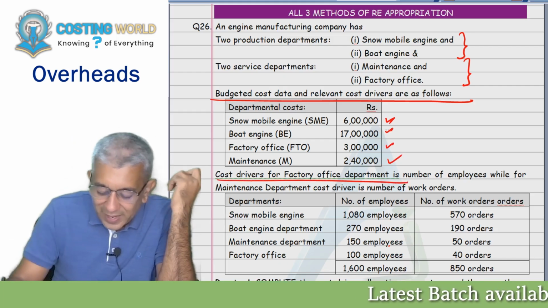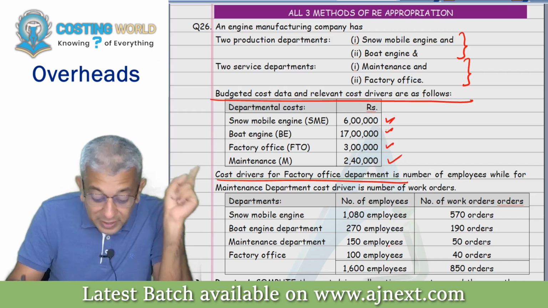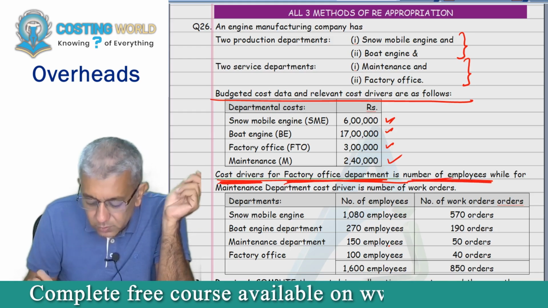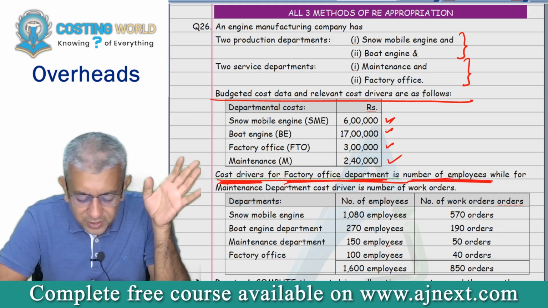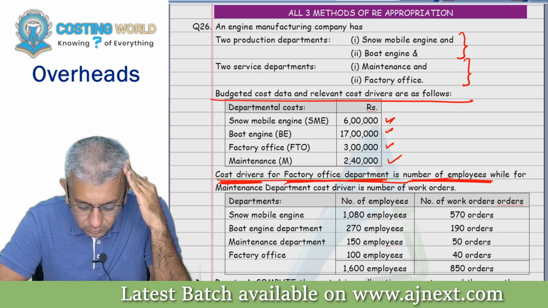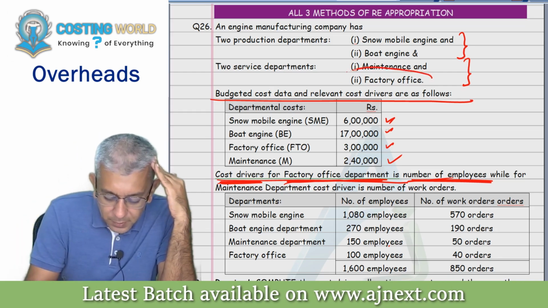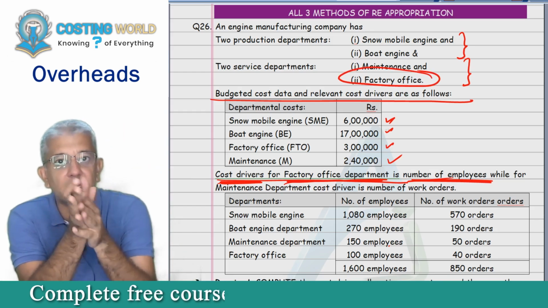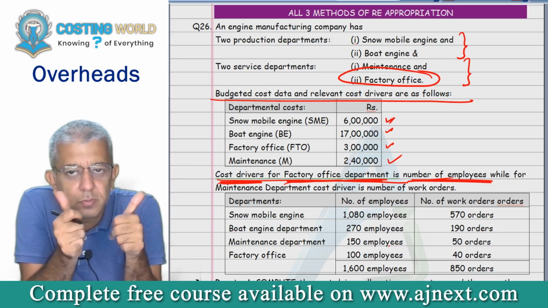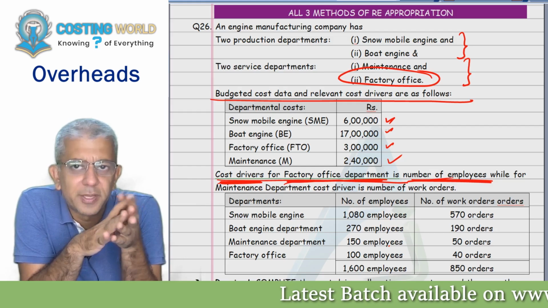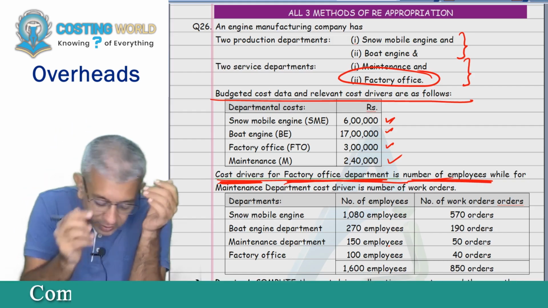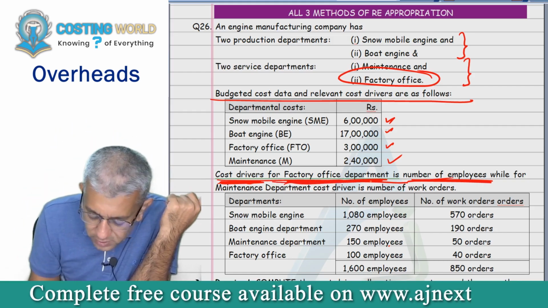Cost drivers for factory office department, now cost drivers, underline this word, cost drivers for factory office department is number of employees. Tell me, factory office is a servicing department or production department? It is service department. Okay. Now, can we say sometimes under reapportionment, you will have to divide the cost of factory office among the other departments, no? Yes. Under reapportionment, that is one thing that we'll have to be doing. In what ratio to divide? So, those guys have not directly told you. They told you in an indirect way. That is, cost drivers for factory office department is number of employees.